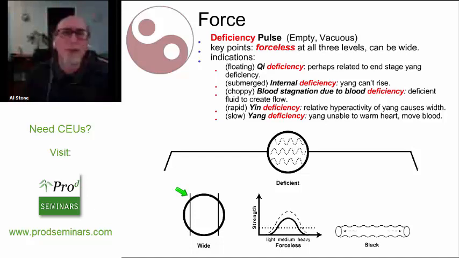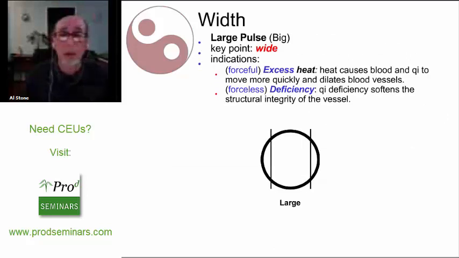In each case, when we have a weak pulse, if it's floating in addition, we can have a Qi deficiency. When Qi deficiency causes a floating pulse, that's getting close to collapse. That's part of that yang collapse thing that you don't want to see. If it's deep, it could be the kidney yang, unable to rise. Remember, yang means up. The choppy pulse that is also weak could be a blood stagnation due to blood deficiency. And then the yin deficiency can be rapid, but it can also be weak and narrow. So those are just large ideas in terms of excess and deficiency, but still very important.